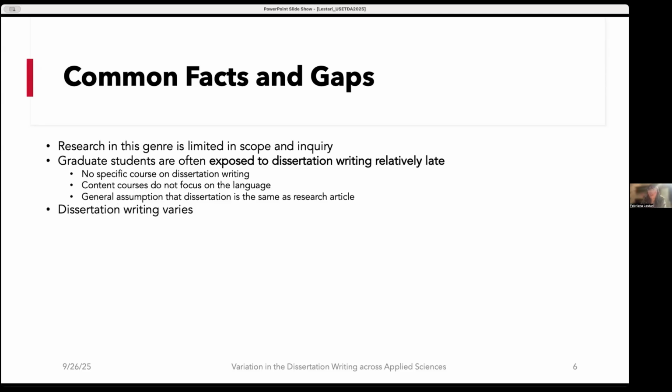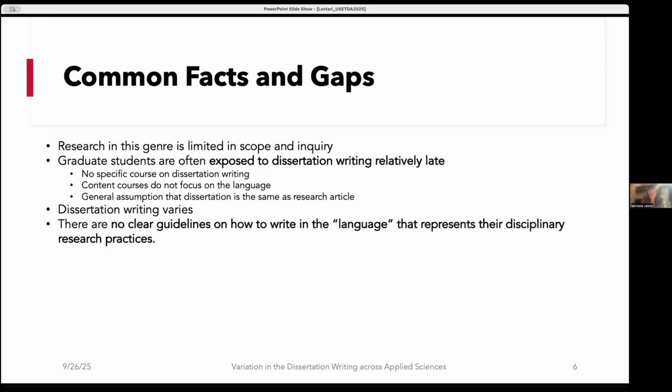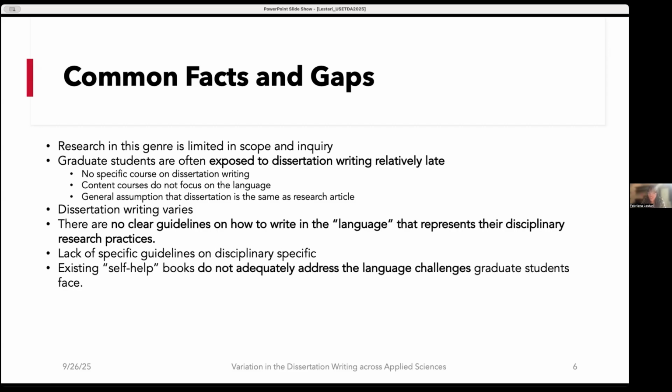Now, the fact that I carried out from my domain analysis is that dissertation writing varies. Another thing that I observe is that there is no clear set of guidelines on how to write in terms of the language that represents the disciplinary research practices of graduate students, and a lack of specific guidelines on the discipline-specific. The existing self-help books do not adequately address the language challenges that graduate students face.